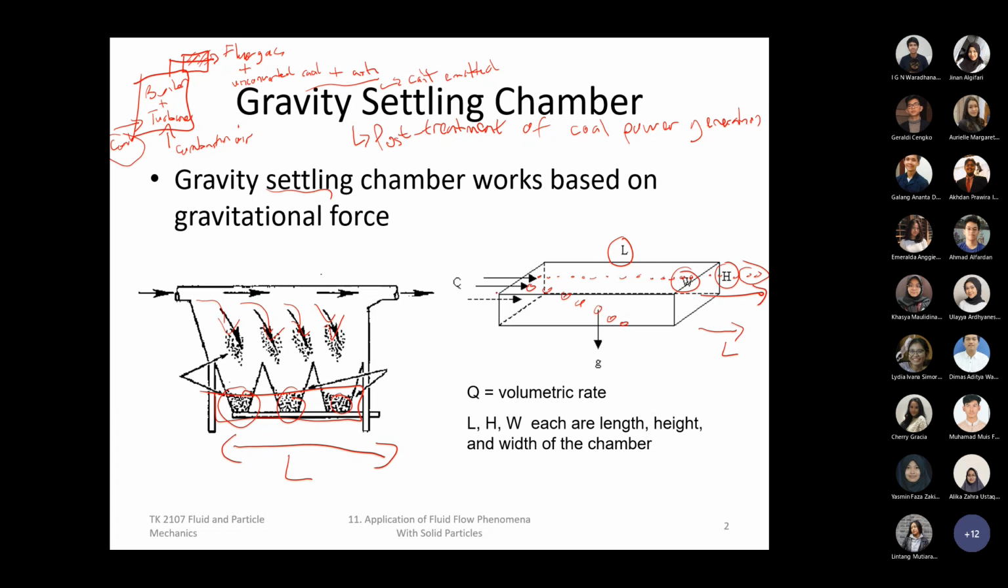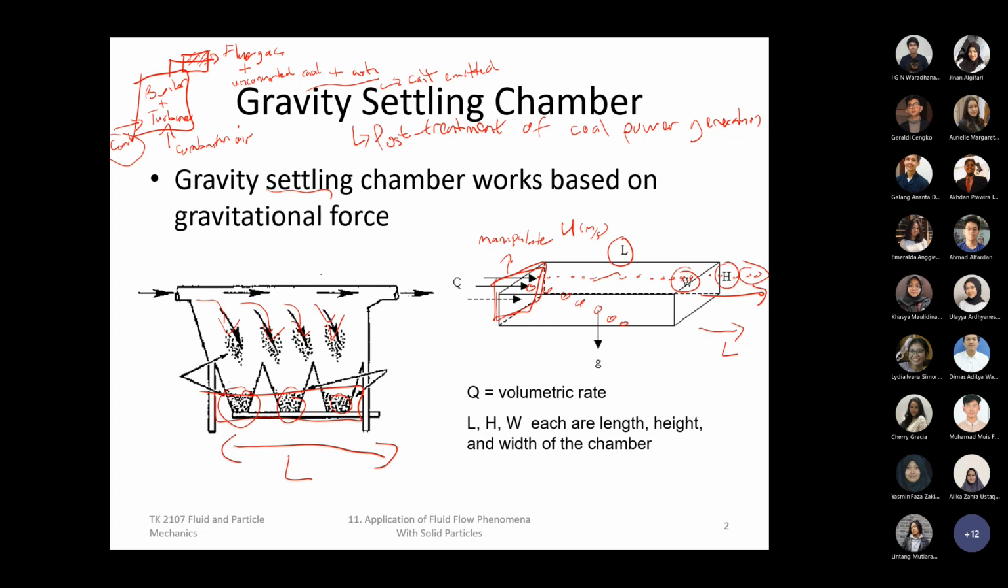Or maybe we play around with the area, because when we play around with the area, we can manipulate the velocity, the meter per second. If it's fast, if it's very turbulent, then it increases the likelihood for the small particle to be carried over into the outlet of the chamber. But if we increase the surface area, then we decrease the linear velocity, and that actually helps us to settle the particle.